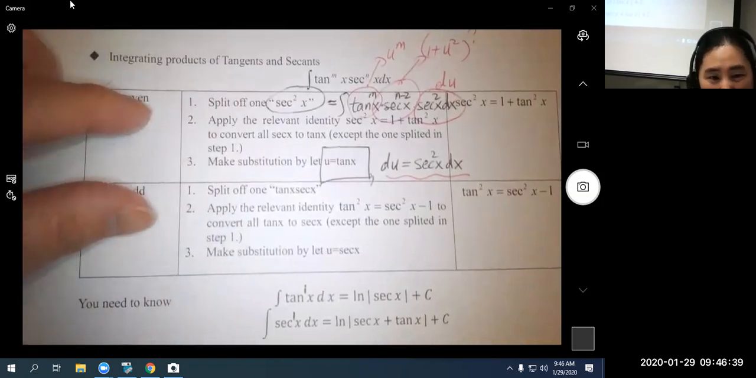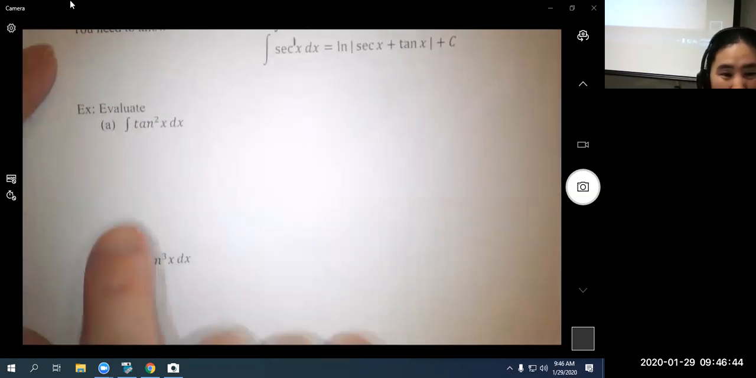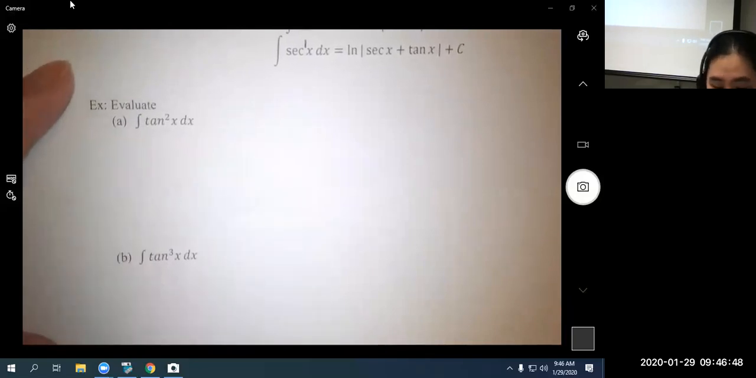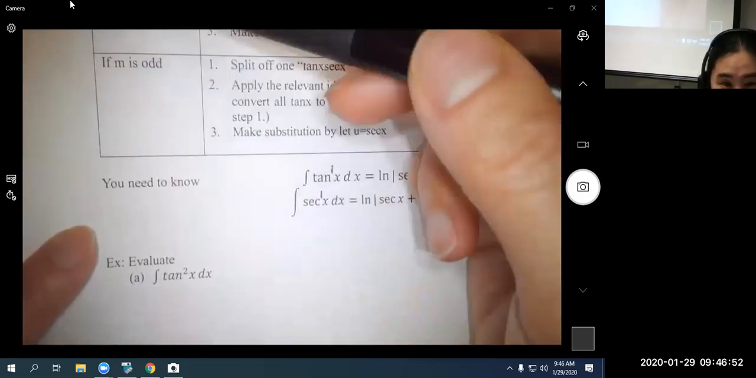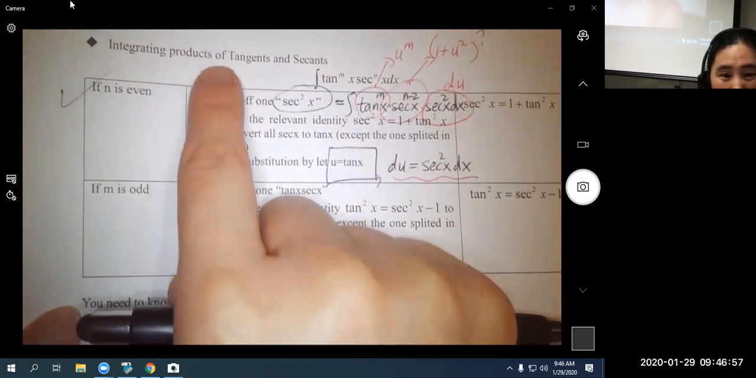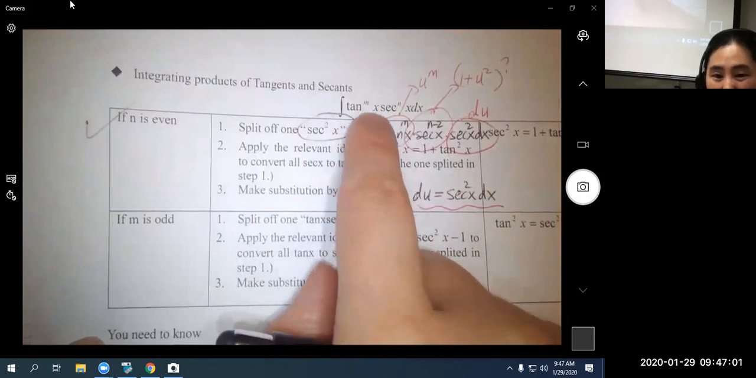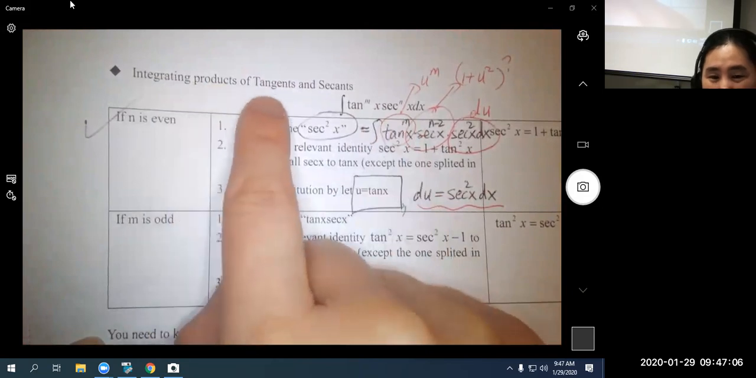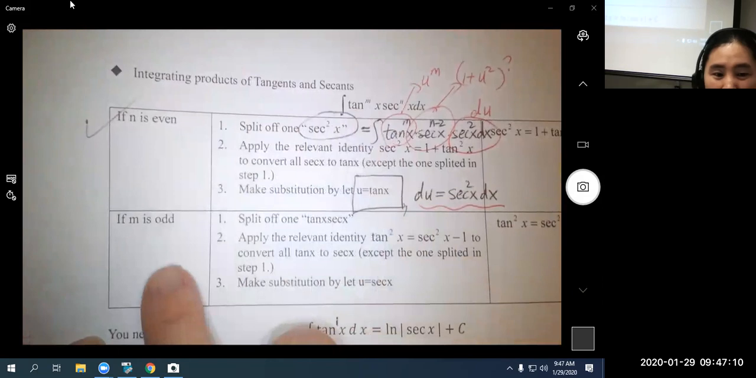But before we look at these 2 specific cases, let's look at how to do questions A and B. For these questions, we don't have to use these two cases, because these two cases are for integrals that are combinations, products of tangent and secant. If there's a combination, then we use these two cases.